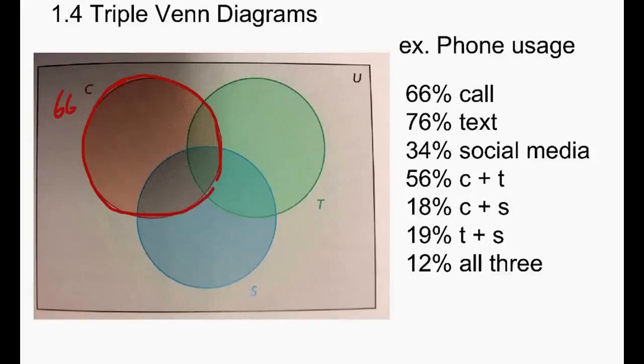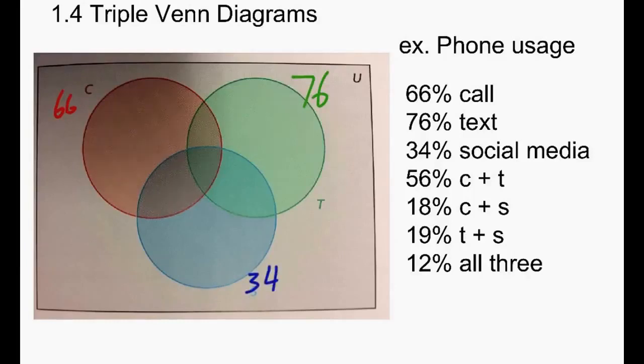If the question was worded that said only 66%, or 66% of people only use their phone for calling, then with that word only we've got to be careful. Then it would be just this part here. The word only would be the C only, so that means there would be no overlap for that part. Okay, and the other circles are the same. 76% would be all of the text circle, and 34% is all of the social media circle.